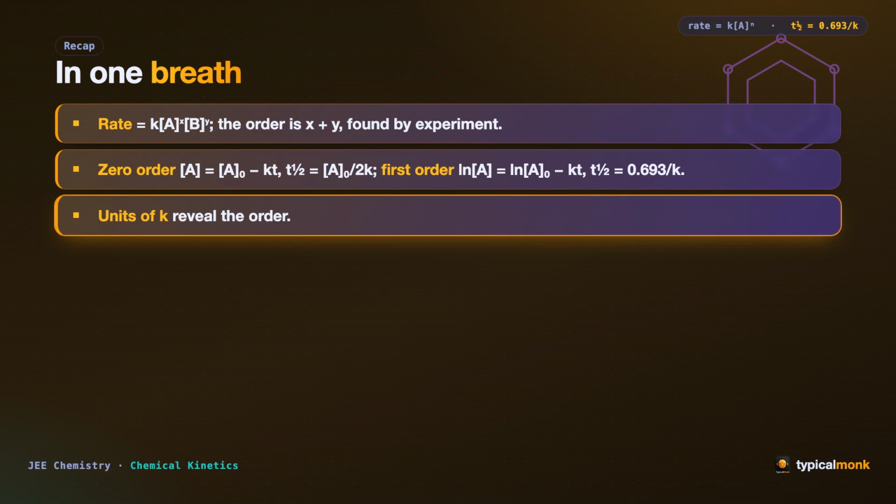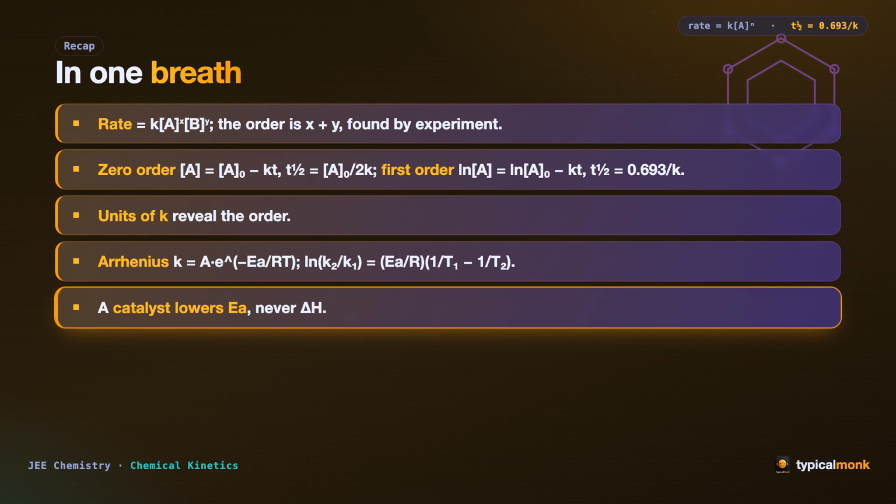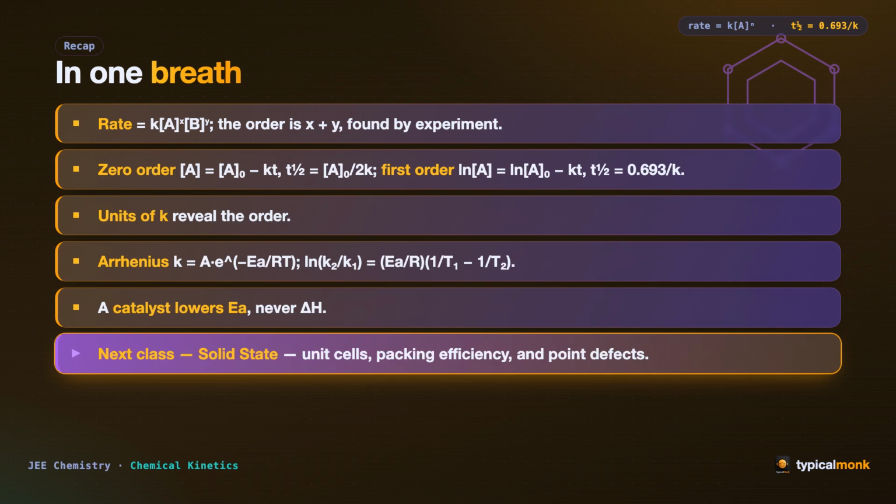The units of k reveal the order. Arrhenius: k equals A e to the power minus Ea over RT, and ln of k2 over k1 equals Ea over R times bracket 1 over T1 minus 1 over T2. And a catalyst lowers the activation energy, never delta H. Next class, the solid state, unit cells, packing efficiency, and point defects.